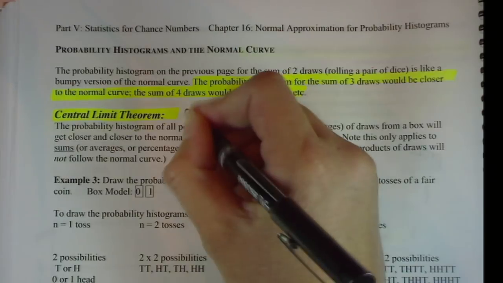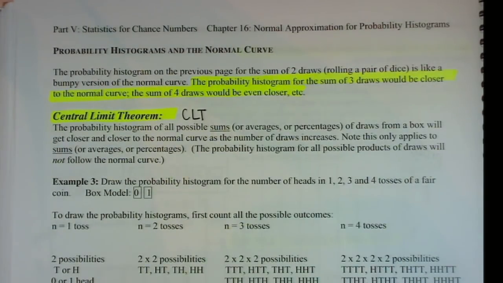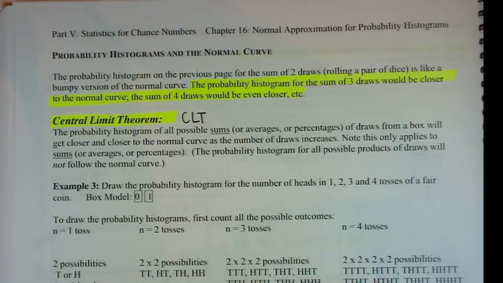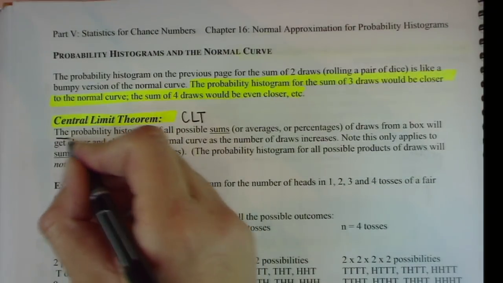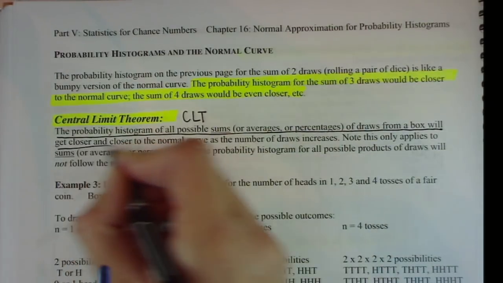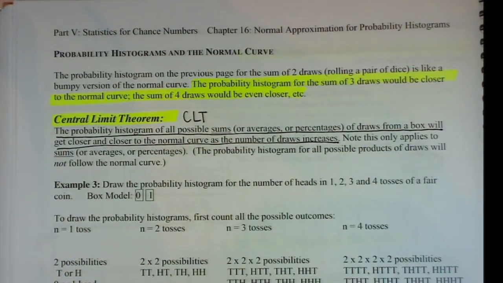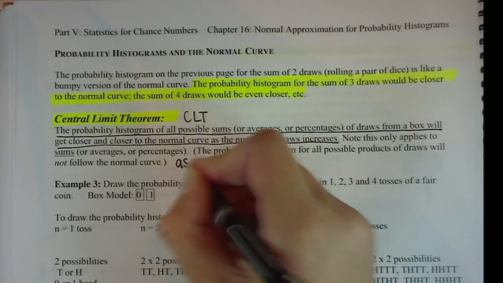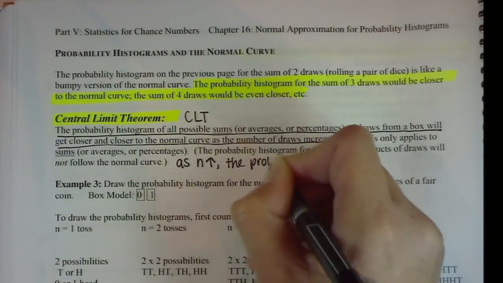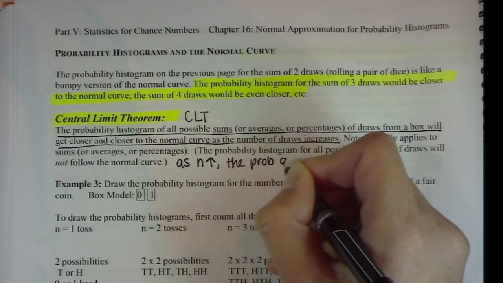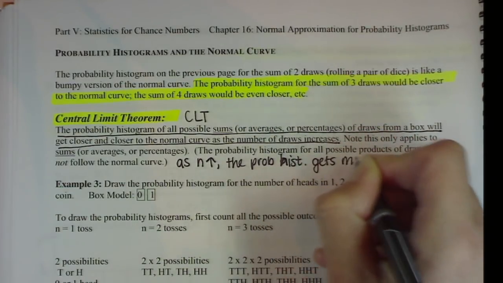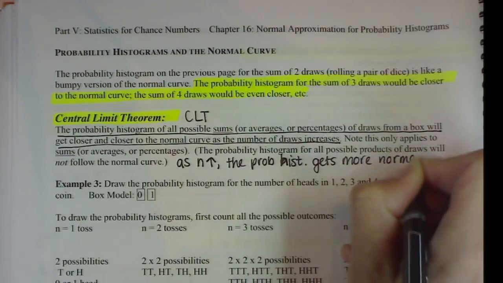So the abbreviation for central limit theorem is the CLT. Sometimes in papers, they'll refer to the CLT. It's like, what is that? It's the central limit theorem, which basically says the probability histogram for all sums, averages, or percents will get closer and closer to the normal curve as n increases. So it's saying as n goes up, the probability histogram gets more normal.